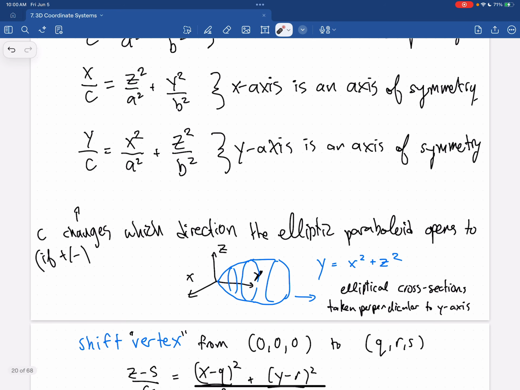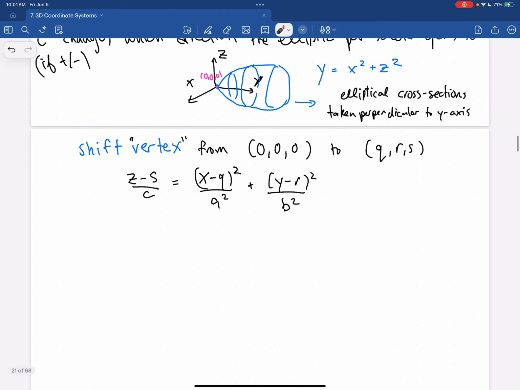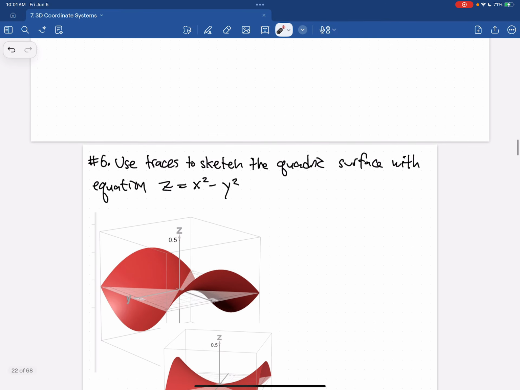As well, the ellipsoid also didn't have to be centered at the origin. The one we did just was. So similarly, we could shift the vertex, whatever the starting point is of our elliptic paraboloid, elsewhere. That would be fine, just by adjusting it with that little subtraction. So those are our first two shapes. Now let's get into the last four.